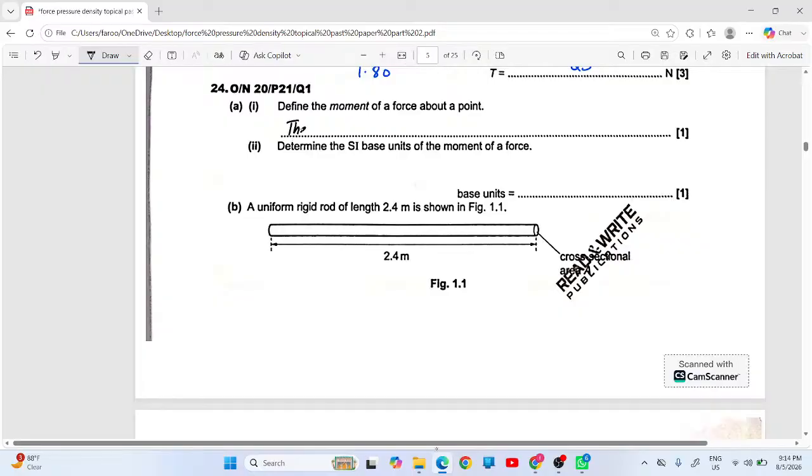The product of force and perpendicular distance from pivot is called moment of force. Next पढ़ें बच्चे क्या है?